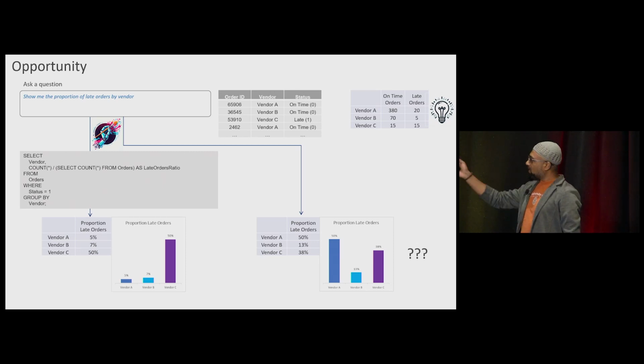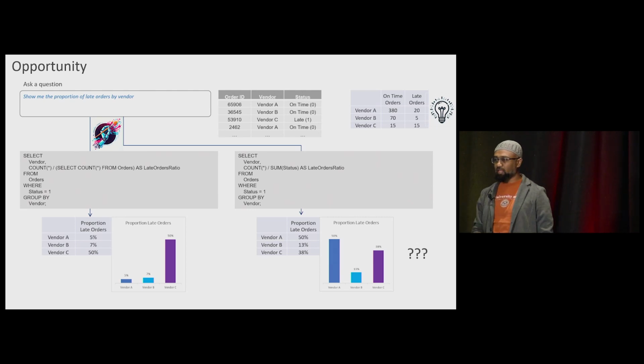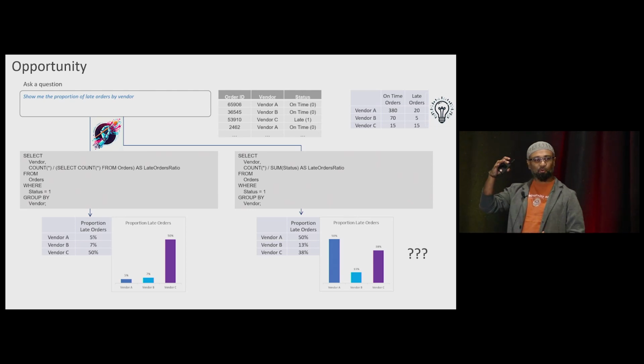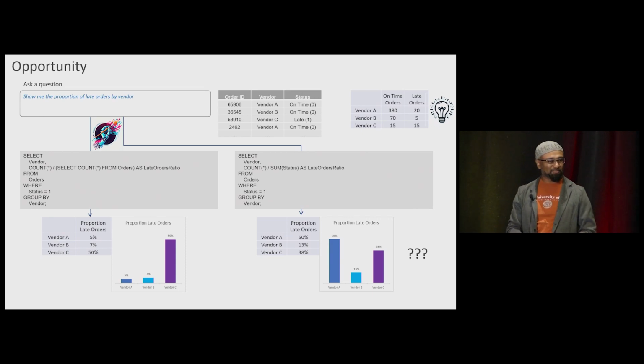But then when they ran it a different time, the query that was generated was something like this. And now it was dividing the same 20 late orders by the total number of late orders. So you see how something so simple significantly gave a different answer. And in this case, a scene of embarrassment for the supply chain leader, right?